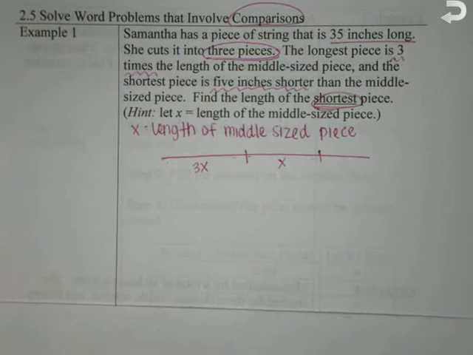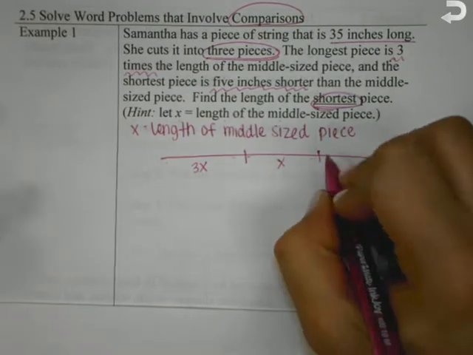What does the word problem tell me about the shortest piece? It's 5 inches shorter. So is that 5 minus x or x minus 5? Let's think about it. If Amara is 5 inches shorter than me, would you take my height and subtract 5, or would you take her height and subtract 5? Mine. So it's going to be x minus 5.